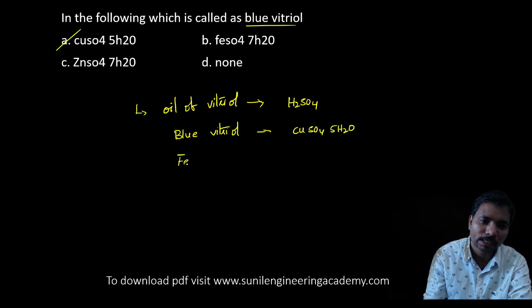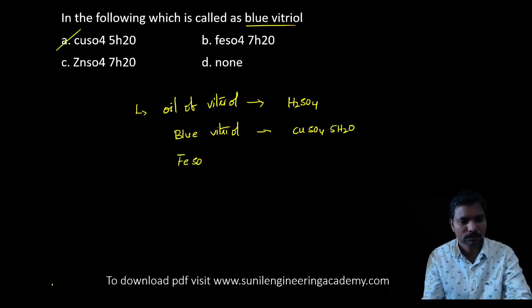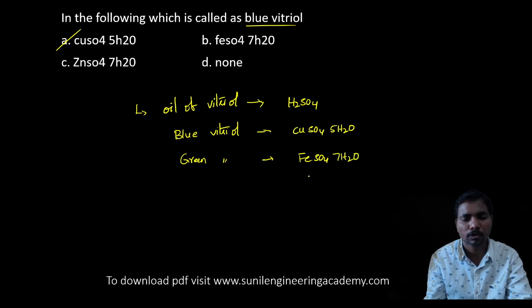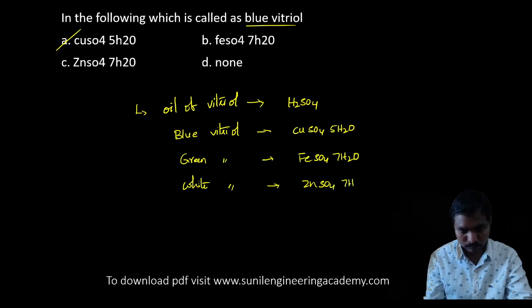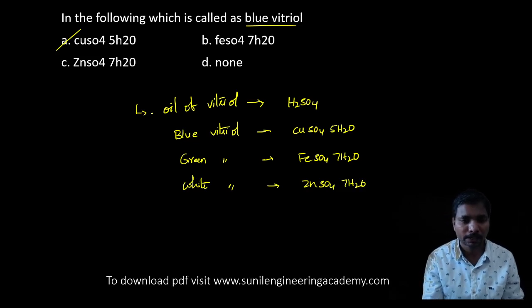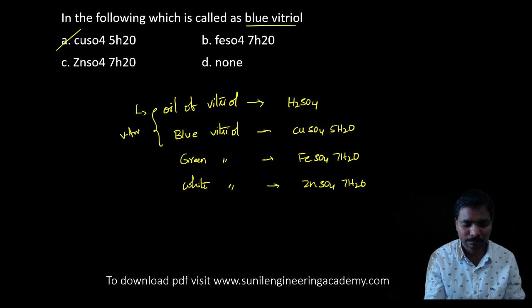Iron sulfate, green color or green vitriol, FeSO4 with 7H2O, and white vitriol, that is zinc sulfate. So these are the very important ones. Don't forget, these two are especially very important.